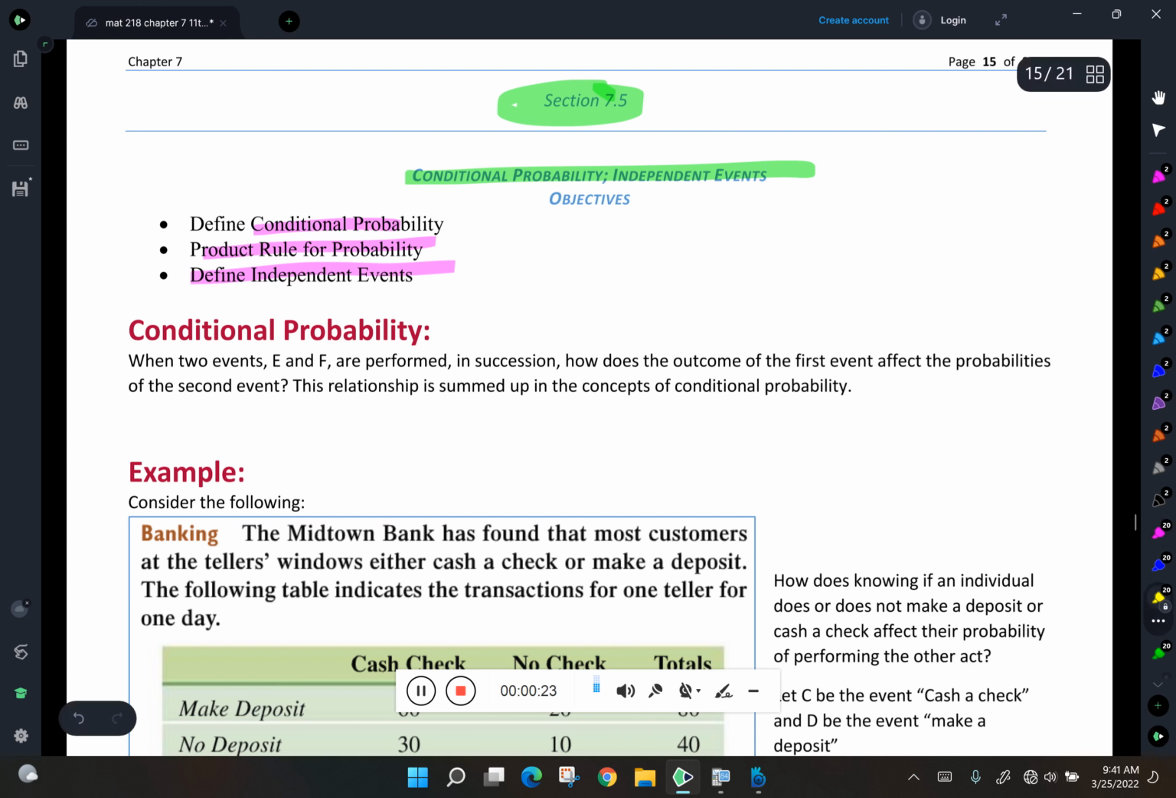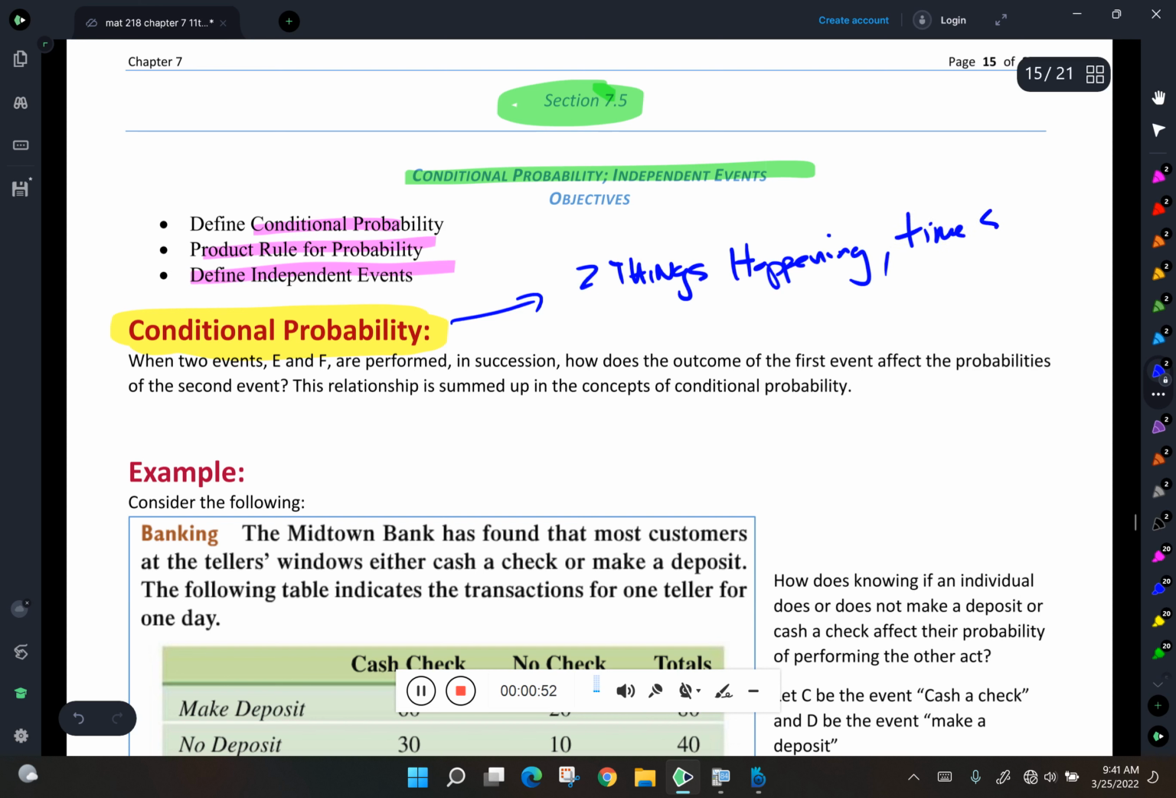Up till now, we've been dealing with probability of something happening. In this section, we're going to take a look at conditional probability, which is going to talk about the probability of two things, or possibly more, happening. But we're going to think of this in terms of a time sequence. Like something is going to happen, some event E will happen, and then some event F will happen.